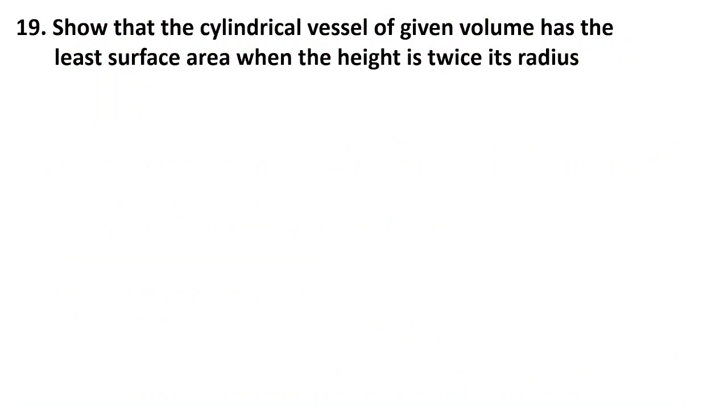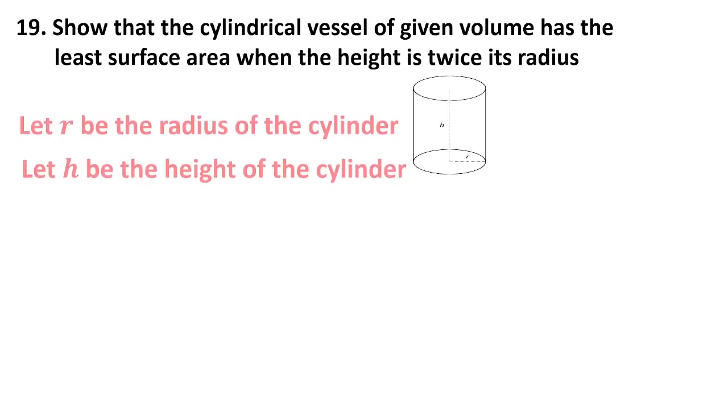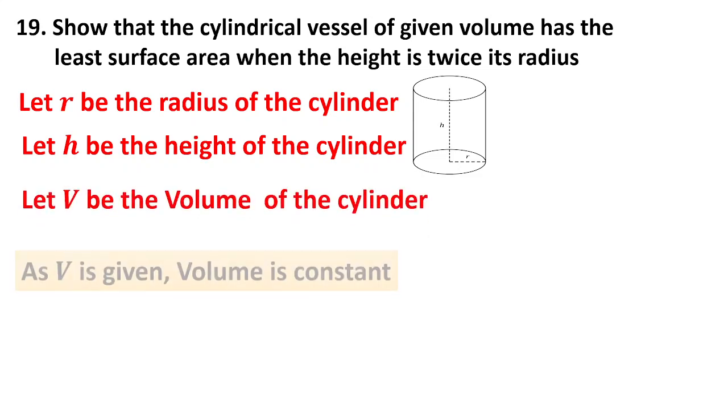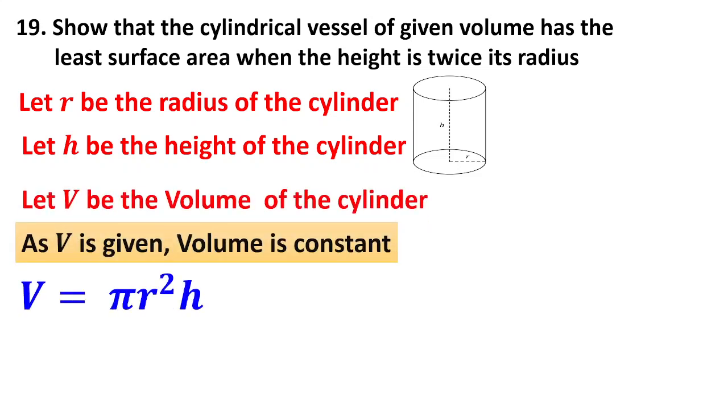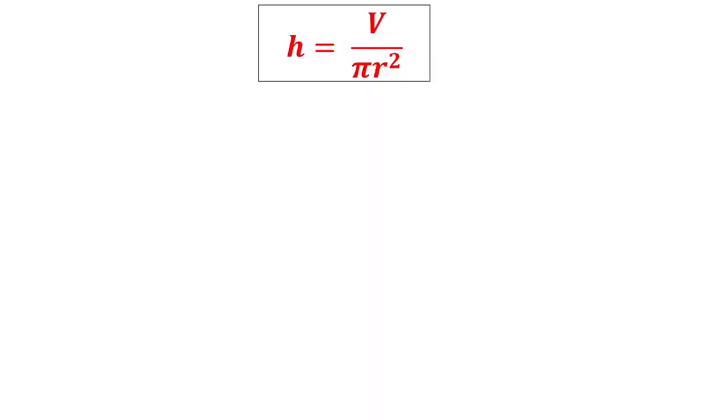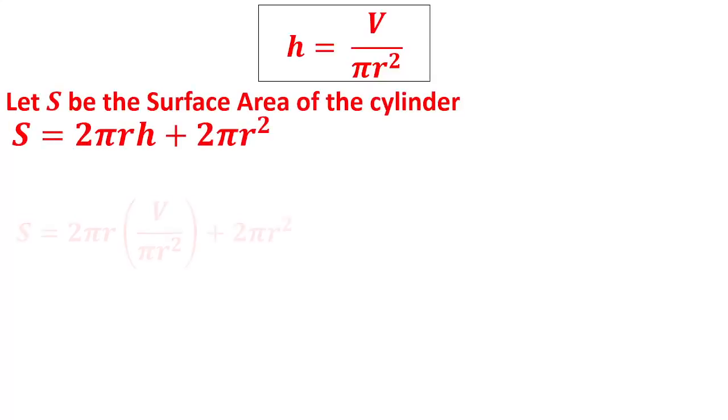Now, next problem is a problem of application. Cylindrical vessel has the least surface area when the height is twice the radius. Given volume means volume is constant. Therefore, r is the radius and h is the height. Volume formula is pi r square h. From this, I am getting the formula for h in terms of r. H is equal to v upon pi r square. Keep it ready. Put it in the formula for surface area.